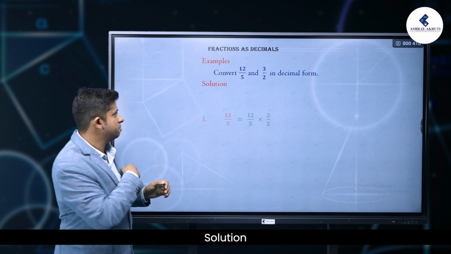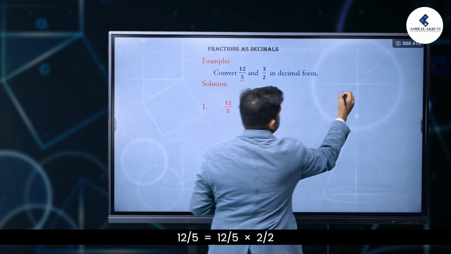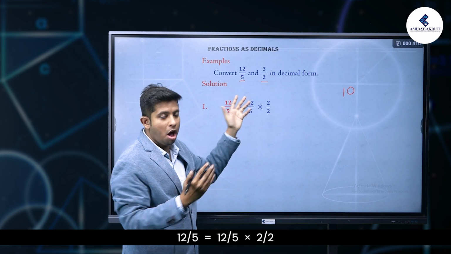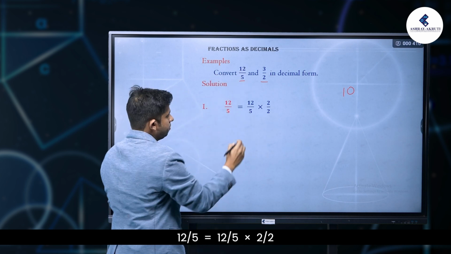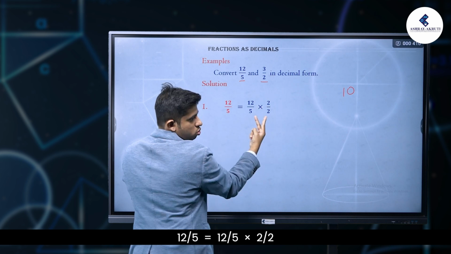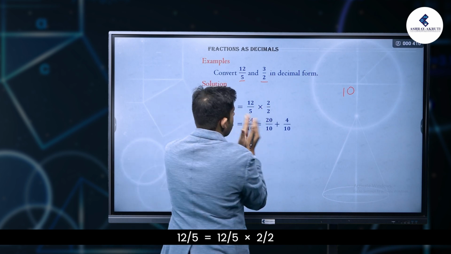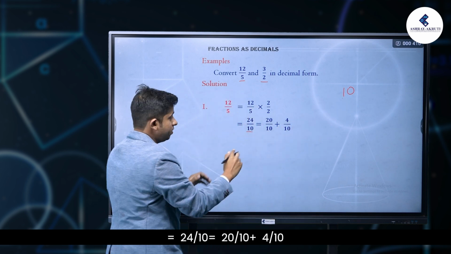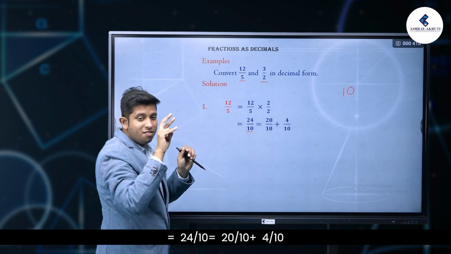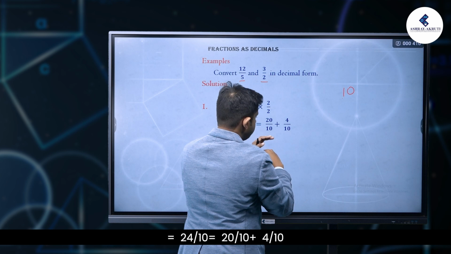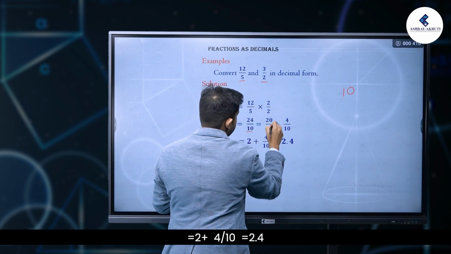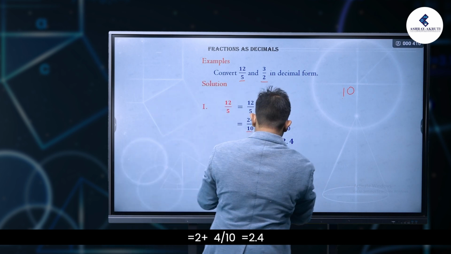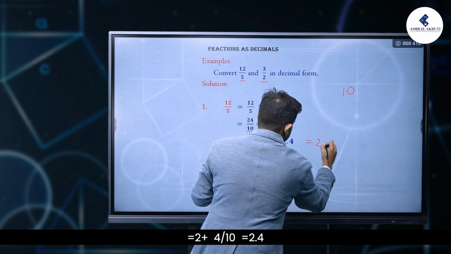Solution: 12 by 5 is equal to 12 by 5 into 2 by 2, is equal to 24 by 10, equals 20 by 10 plus 4 by 10, equals 2 plus 4 by 10, equals 2.4.